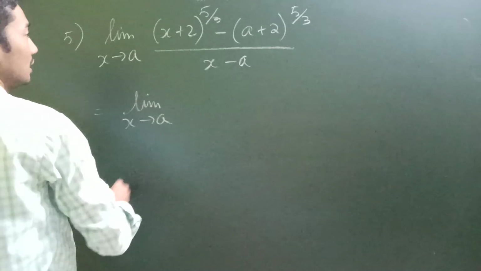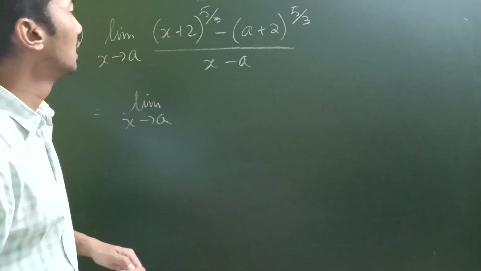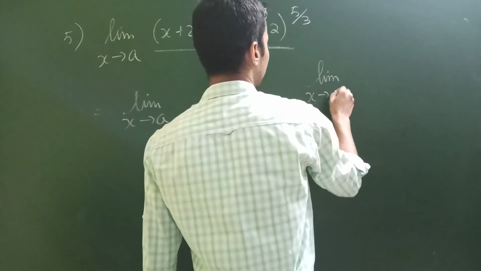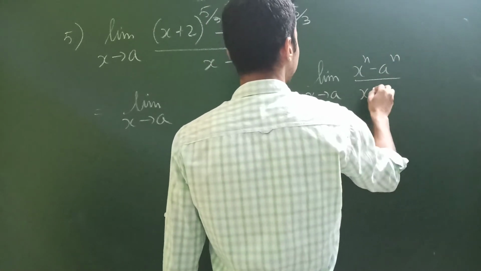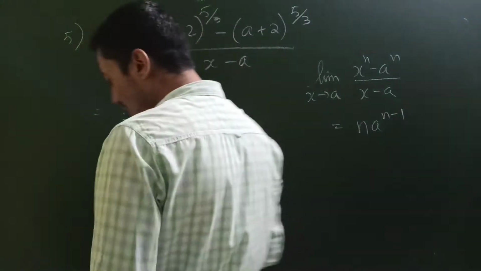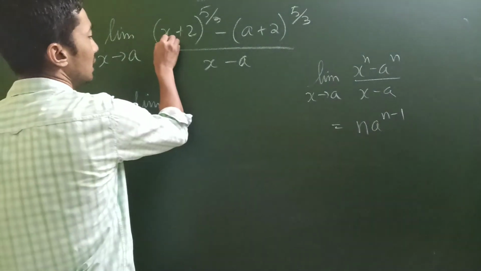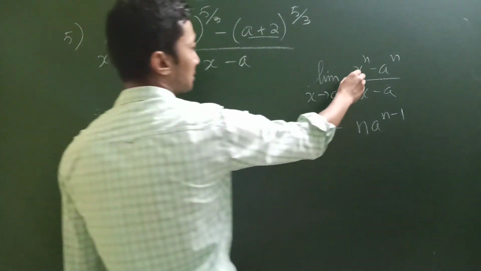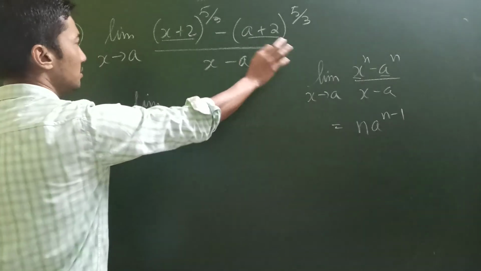So now, okay, leaving that aside, coming back to the topic. If we remember, there was one formula: the limiting value as x tends to a of x power n minus a power n over x minus a equals n into a power n minus 1. Almost similar, we just have to make some small arrangements. That is, you see, we have x minus a, but we have this x plus 2, a plus 2.